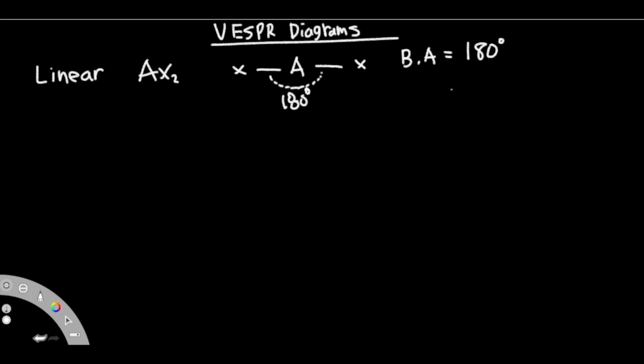A good example of this would be CO2. So that would be a good example, CO2. Or we can just write it as CO2 here. Let's do trigonal planar. Trigonal planar is an AX3 shape. AX3.